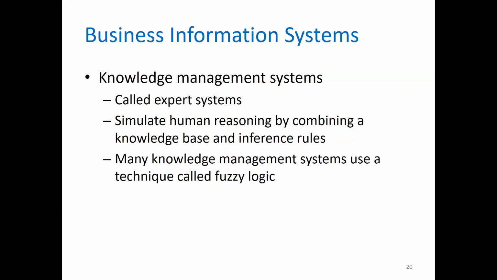Knowledge information systems, also called expert systems, simulate human reasoning by combining a knowledge base and inference rules. Many knowledge management systems use a technique called fuzzy logic. A knowledge management system is just like having a very knowledgeable person in the organization who knows almost each and everything in the organization. But in this case, instead of a person, you have a computerized system.